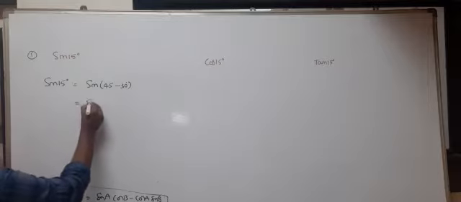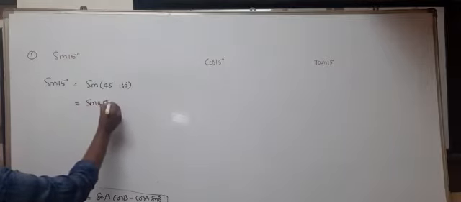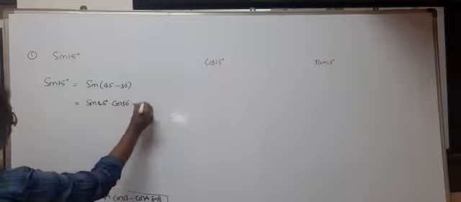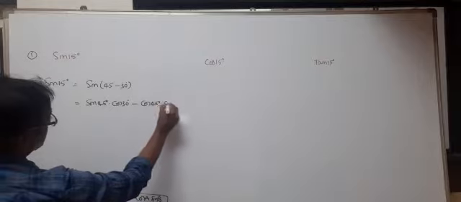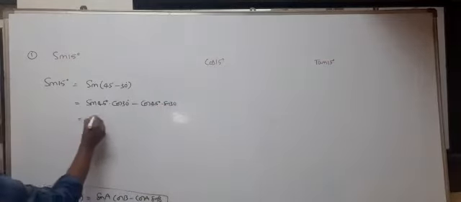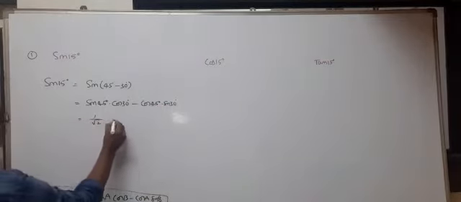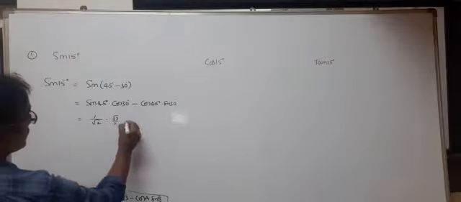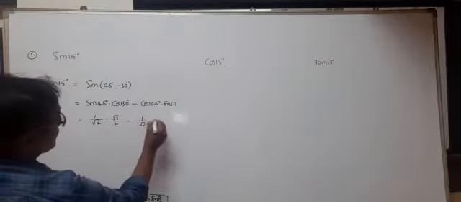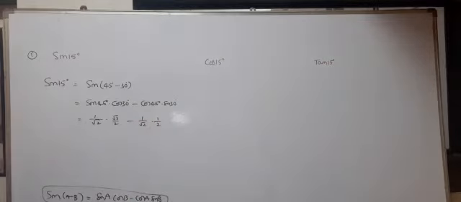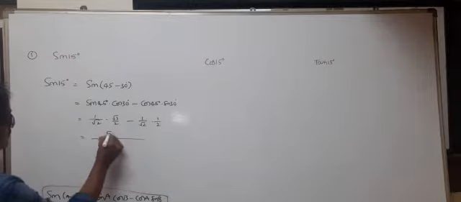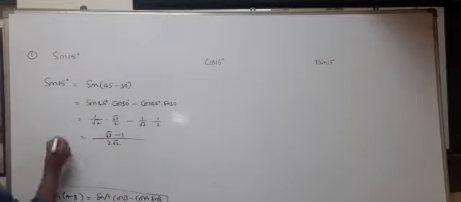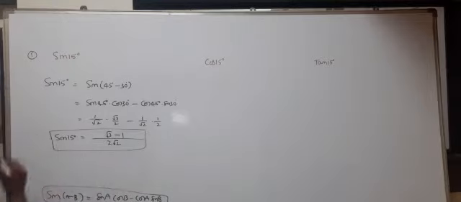So this can be written as sin 45 into cos 30 minus cos 45 into sin 30. Now sin 45 is 1 by root 2, cos 30 is root 3 by 2, minus cos 45, 1 by root 2, sin 30 is 1 by 2. So you can take LCM 2 root 2. Numerator is root 3 minus 1. So sin 15 degrees is root 3 minus 1 by 2 root 2.